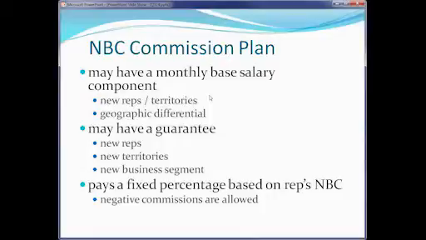At any rate, the most common uses of a guarantee is new reps, new territories, or a new business segment where you're trying to get something done and you need to put somebody out there, and it's going to take them a little while to get established. And that's where the company's making an investment to accomplish a goal.